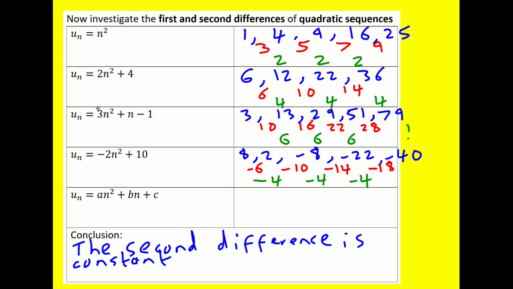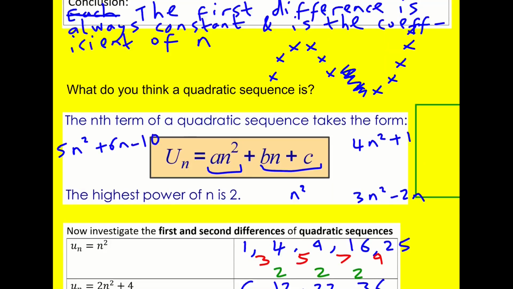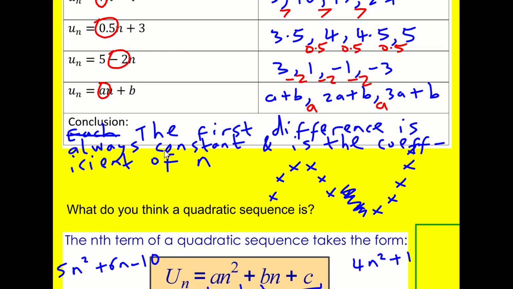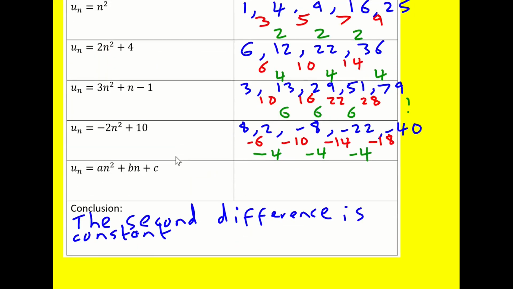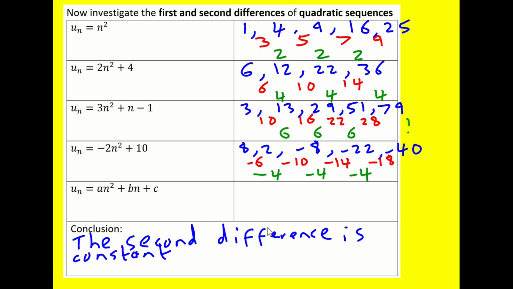However, this time it's not the same as the number in front of the n squared like it was for the linear sequence. We said before the first difference, the coefficient of n gives you what the first difference is. This time it doesn't quite work. Can you see what is happening? Or maybe you can. If not, let's do this last example.